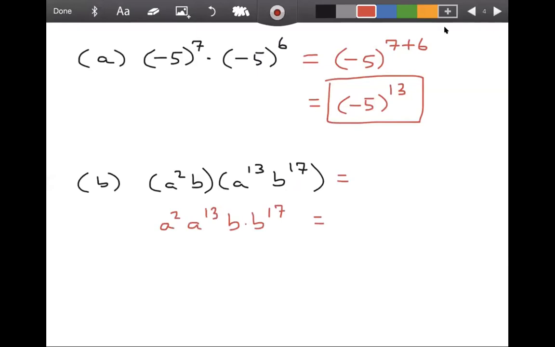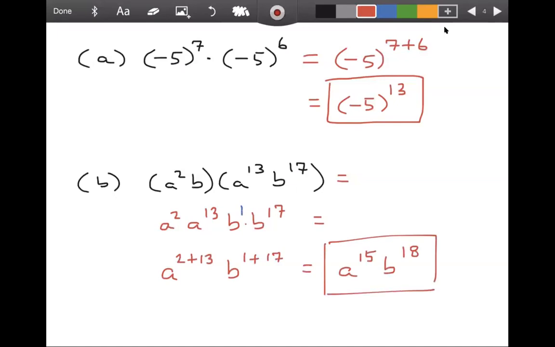All right, by the product rule, a to the 2nd times a to the 13th is a to the power 2 plus 13. And then remember, there is an invisible 1 right here. So that means that b times b to the 17th is b to the power 1 plus 17. Final answer is a to the 15th, b to the 18th.